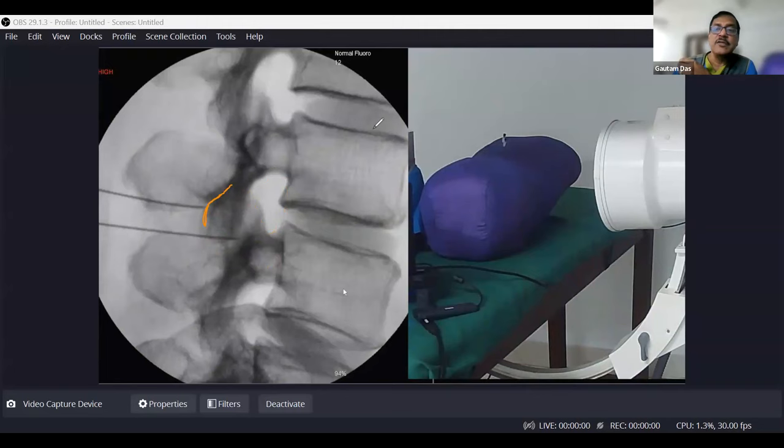I'm clearing it again. You just check it. So this is your joint margin. This faint line is a joint margin. Your needle should be coming here. In a real patient, you can enter a little bit more up to here, but not much.